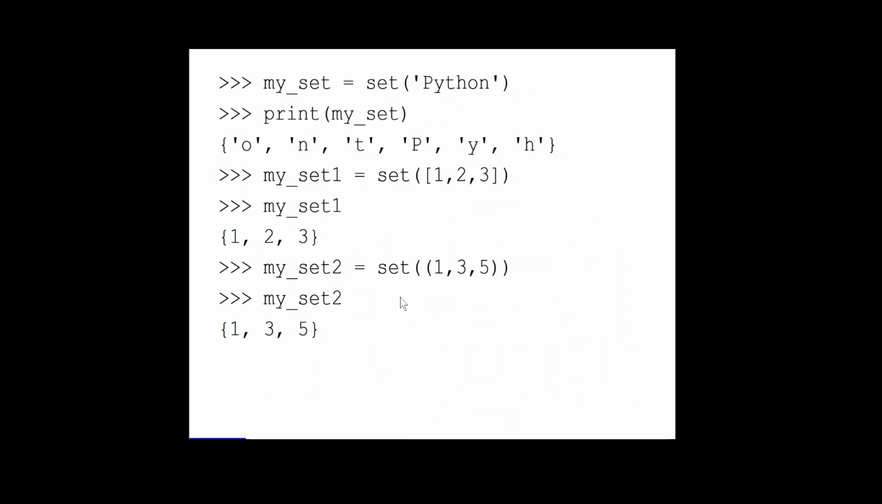Let me show you some examples. Now look, my set equals set, and you can provide a string. This is a sequence, Python. In this case, we will have all these elements separately as elements of a set: P, Y, T, H, O, N as separate elements. We don't say characters, we say strings, as elements in this case.